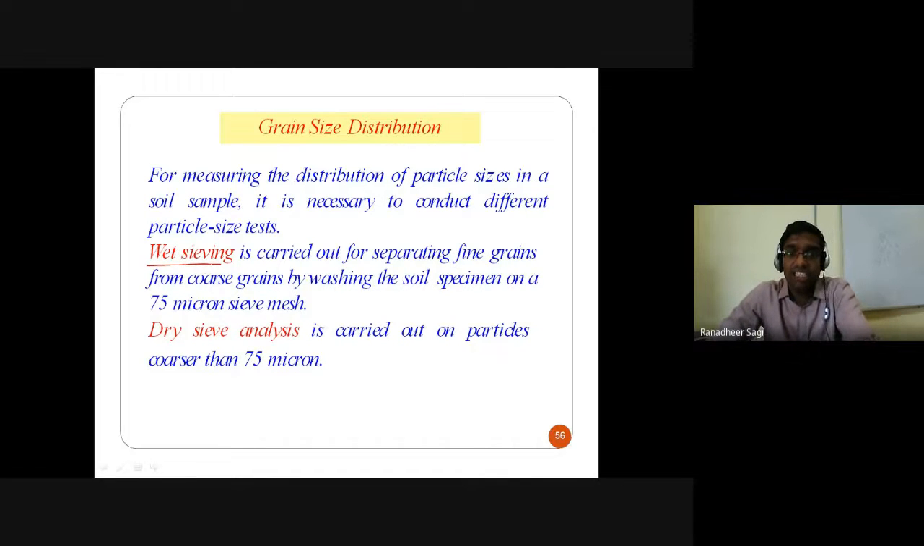First, for separating your soil particles, we are going to carry out what is called wet sieving. Wet sieving in the sense your soil is thoroughly mixed with water, and when that slurry is allowed to pass through your 75 micron sieve, coarse grain particles get retained and fine grain particles get washed away with the water. Whatever is retained is collected and oven dried to get coarse grain soil, and whatever is passing through that 75 micron sieve is collected along with the water, oven dried and then crushed to get particles of sizes less than 75 microns, which are your fine grain particles.